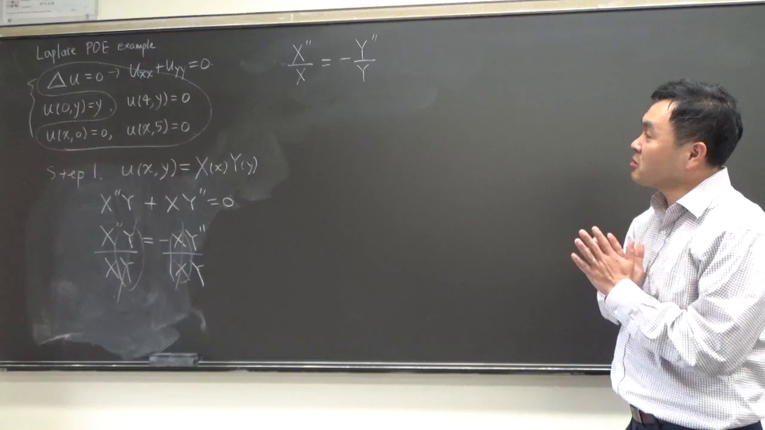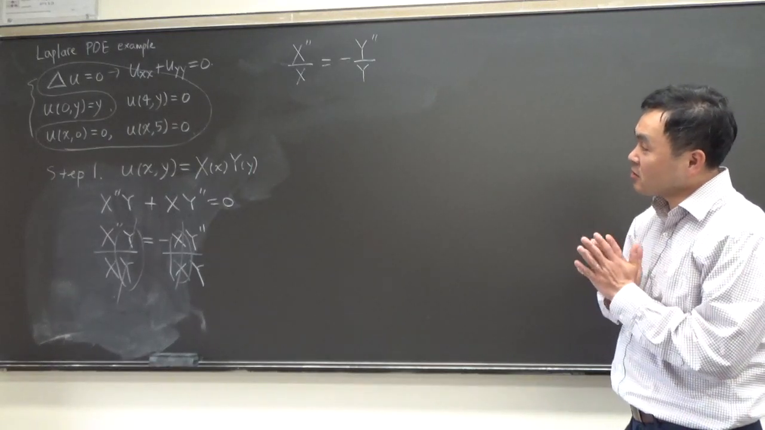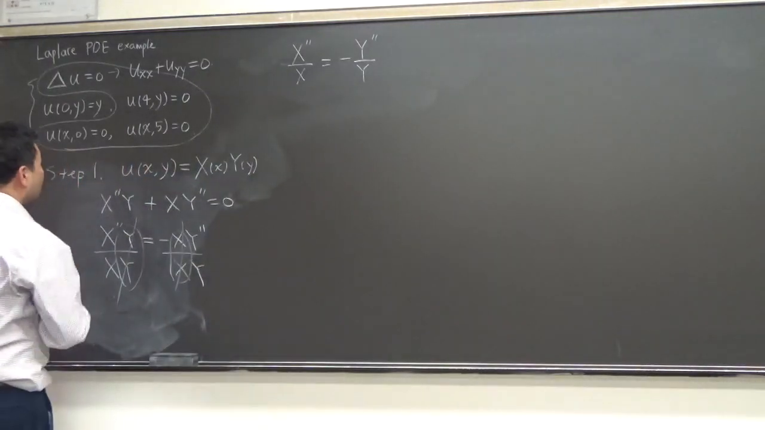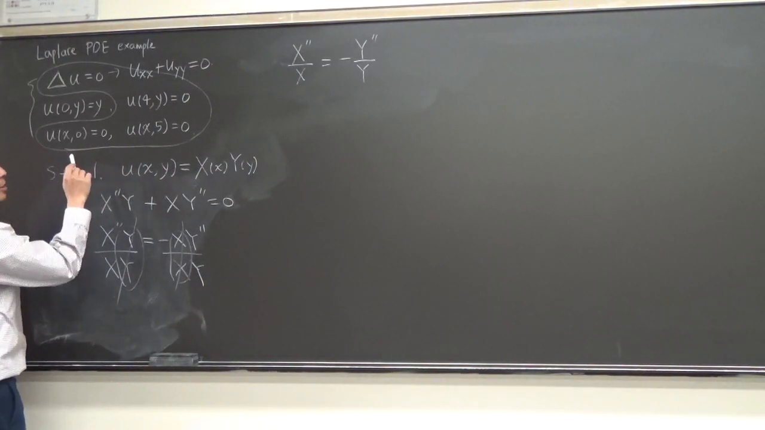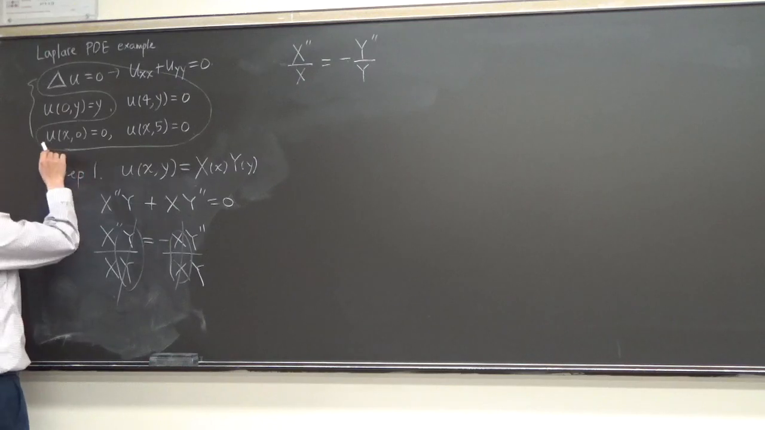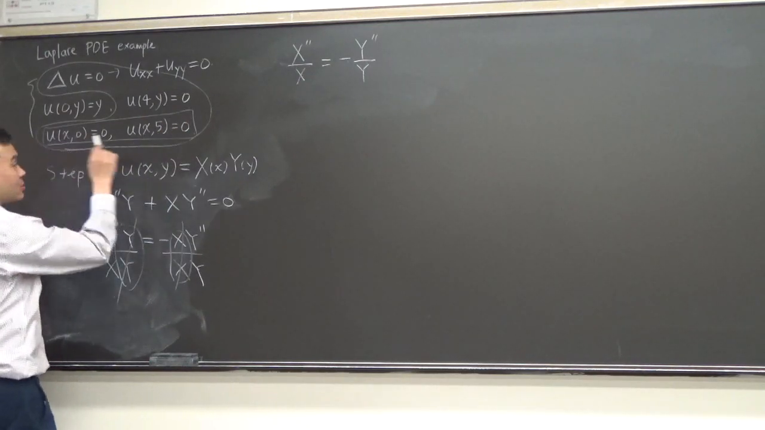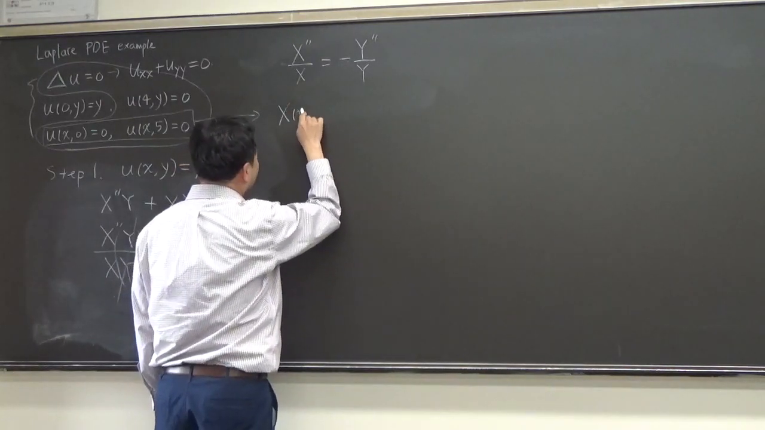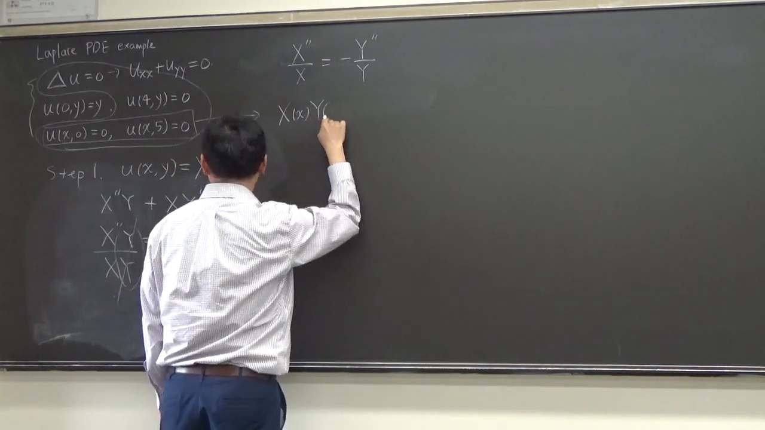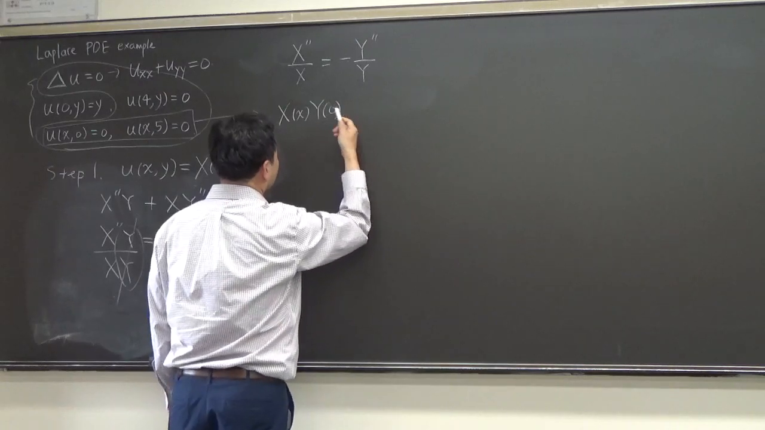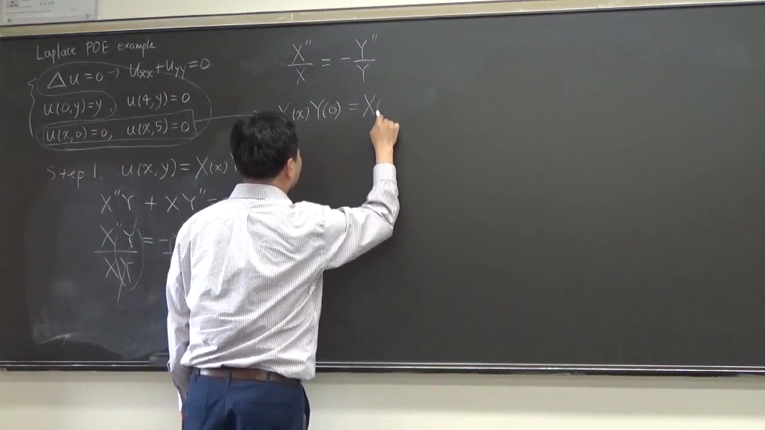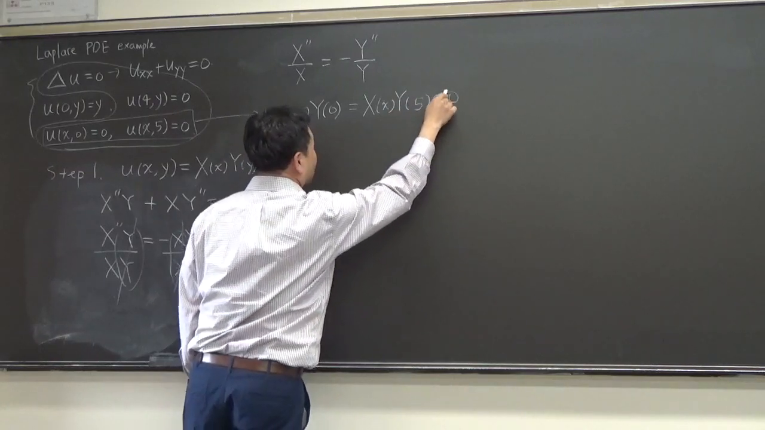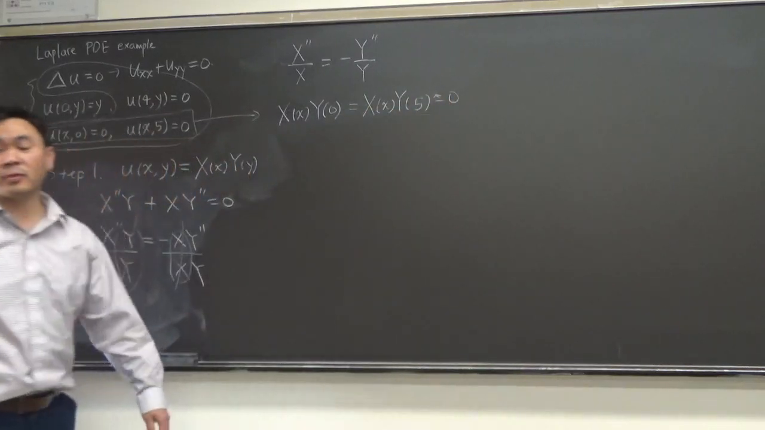So it's very similar to last time, except in our case, the ones that are going to give us two conditions is this one. If you look at this one, let's write down what that means in terms of X and Y. This means X(x)Y(0) is 0, and also X(x)Y(5) is also 0. These are both zeros.